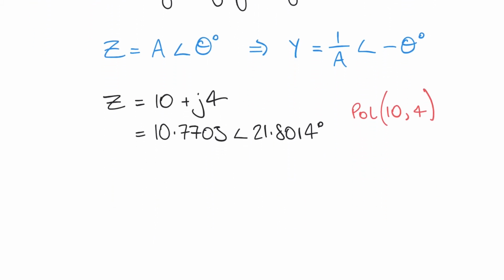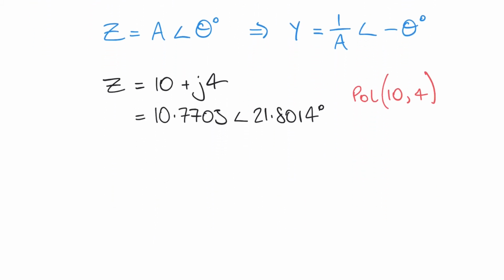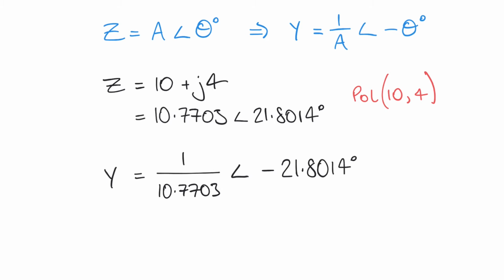So now we know Z in polar form, we can convert it, just as we've seen above, to an admittance. It would look something like this. Y equals 1 over 10.7703 at an angle of minus 21.8014 degrees. We've changed the sign. And in our case, 1 over 10.7703 gives us 0.092848 at an angle of minus 21.8014 degrees, like we saw there.